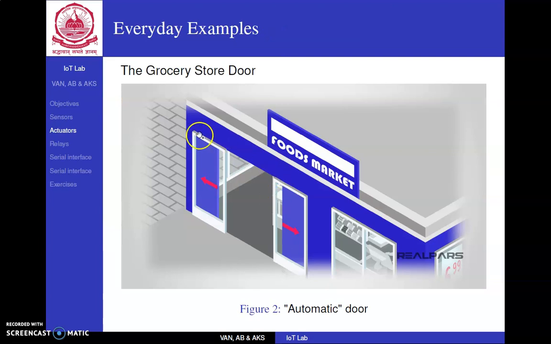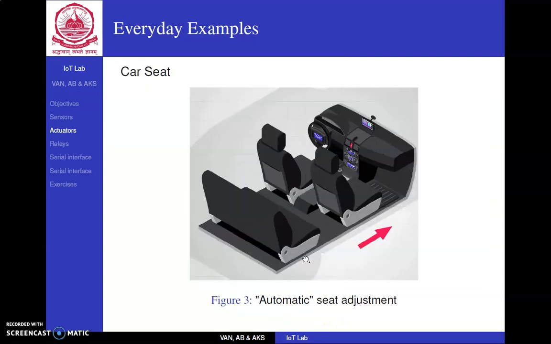You might have seen a lot of actuators in your everyday life. When you get into a mall or a supermarket, the door opens automatically. Wherever you find something automatic, there is an actuator doing the task for us. And in cars, we adjust the driver seat position by pressing some button. That is also happening because of actuators. The car seat will move back and forth. You can adjust the height, etc.